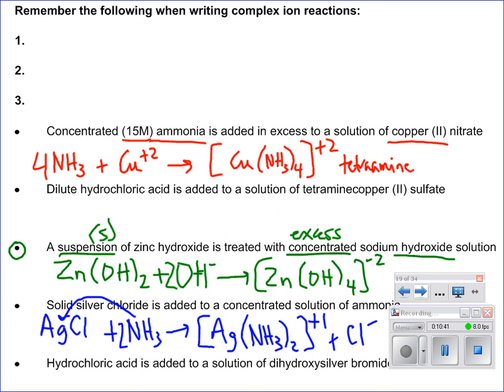And you'll never have to write the name of them. You'll have to recognize the name of them. You'll never have to outright write the name. And then copper. And what's the charge of that copper? Copper 2. That's the name of that ion. Tetraamine copper 2 ion.